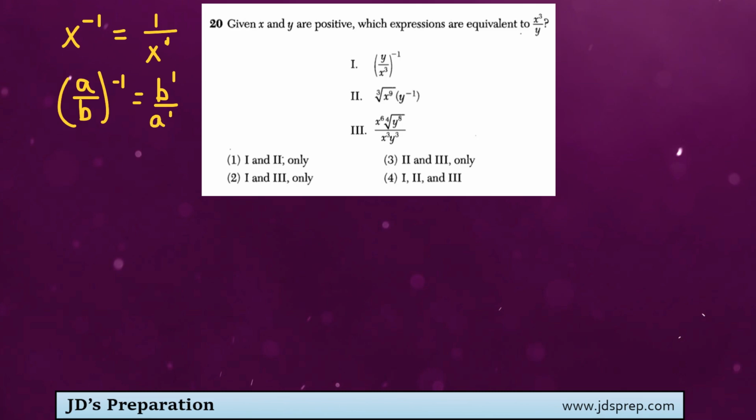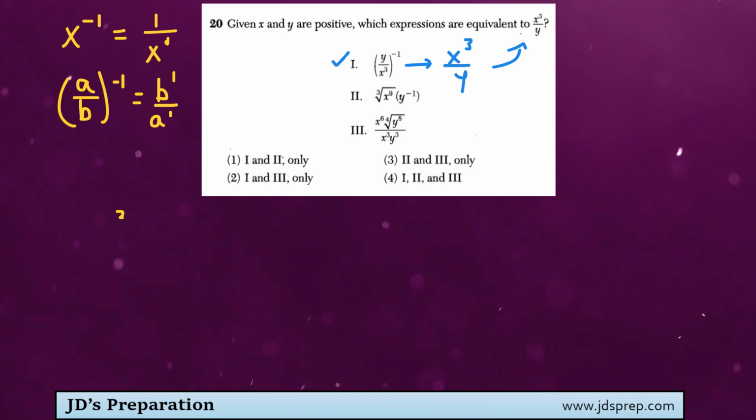Taking a look at option number one, we can see that that is definitely the same as x cubed over y. We could rewrite this by flipping the fraction, that's the reciprocal, and getting x cubed over y to the power of 1, which is essentially the first expression. So option number one is definitely equivalent. Now let's take a look at option number two.